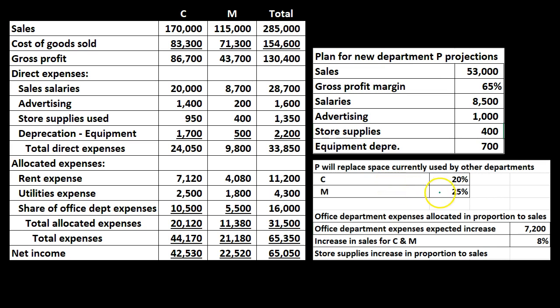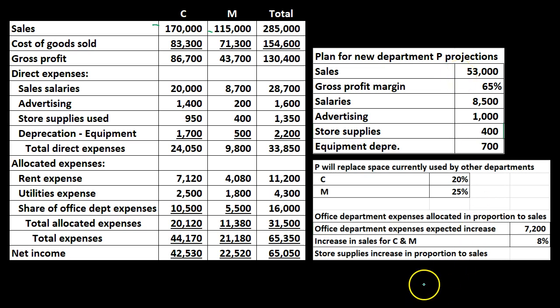Office department expenses allocated in proportion to sales. Office department expenses expected increase 7,200 to the office department expenses. That's going to be these items here. And then there's going to be an increase in sales for C and M. We're going to say 8%. So we think these items are going to go up. The sales lines are going to go up, projected next time period, by the 8%. And then, of course, we're going to add P, which has got the sales number of 53,000.